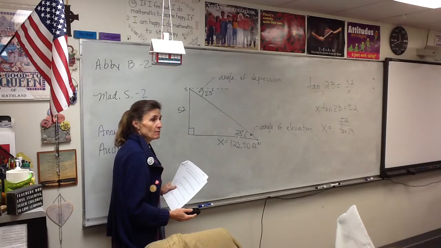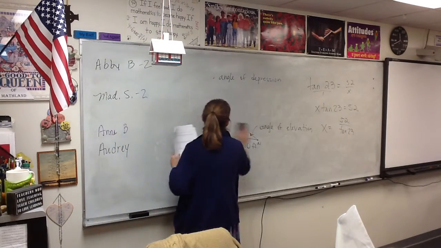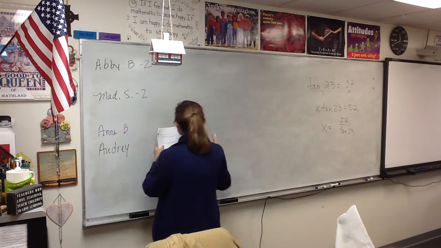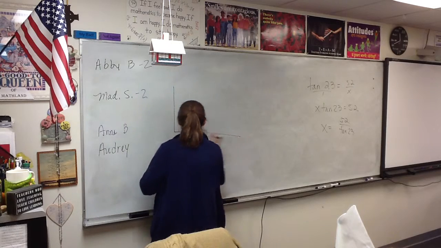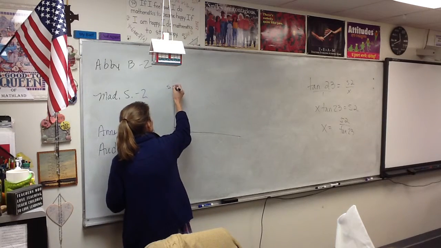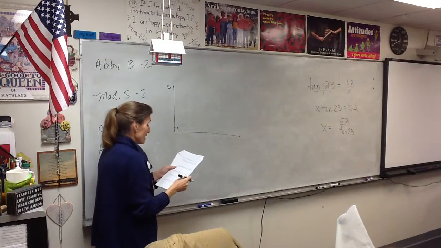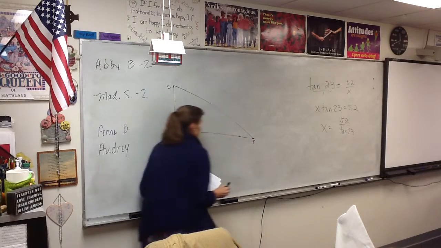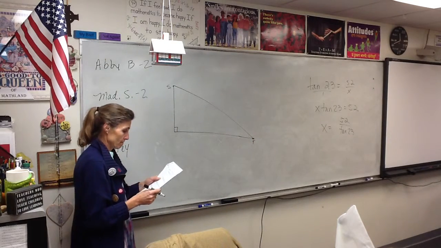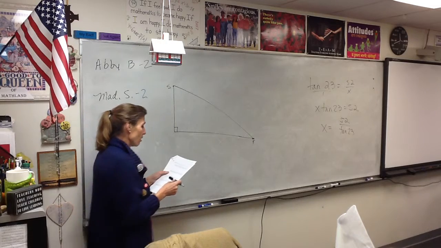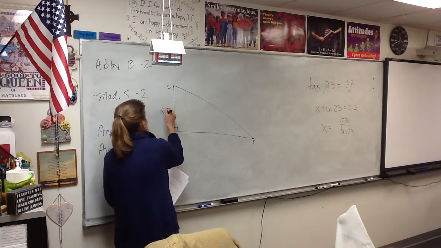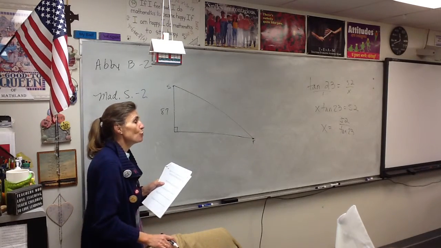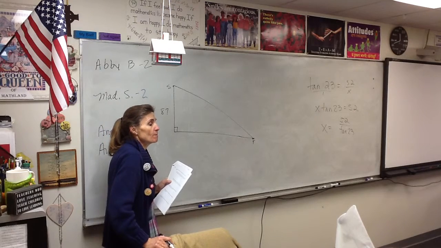Okay, I'm going to erase this one now and start the next one. Here we go. A seagull on top of a lighthouse. Here's my seagull. And he spots a fish in the water below. You know, these animals are into some stuff. The gull is 87 feet above sea level. And he is 230 feet from the fish.